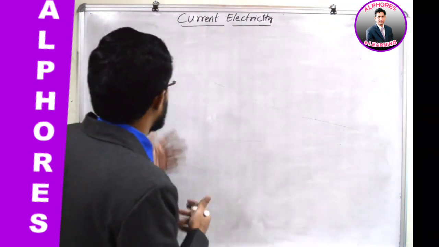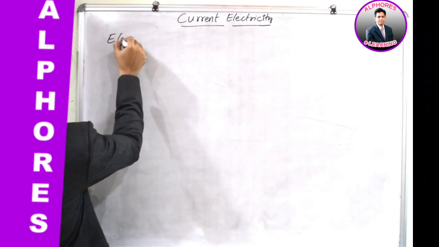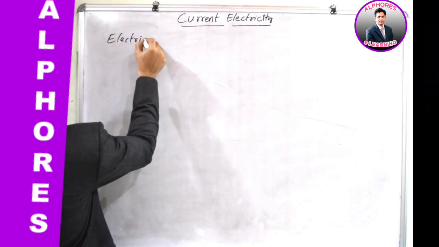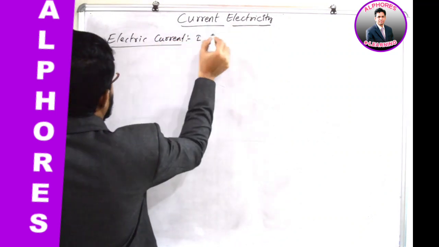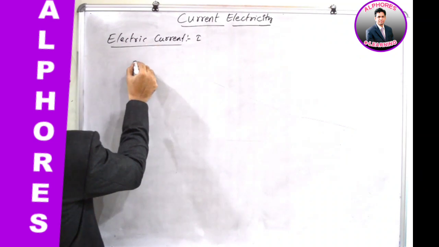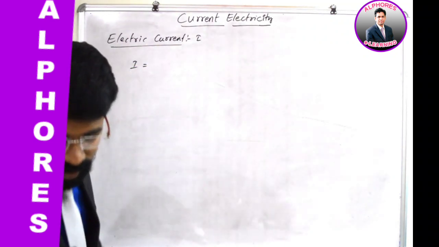Let us try to understand this a little bit more. I'll start with this one, electric current. It's denoted with I. It can be written like this. Let us say, I will describe the situation.